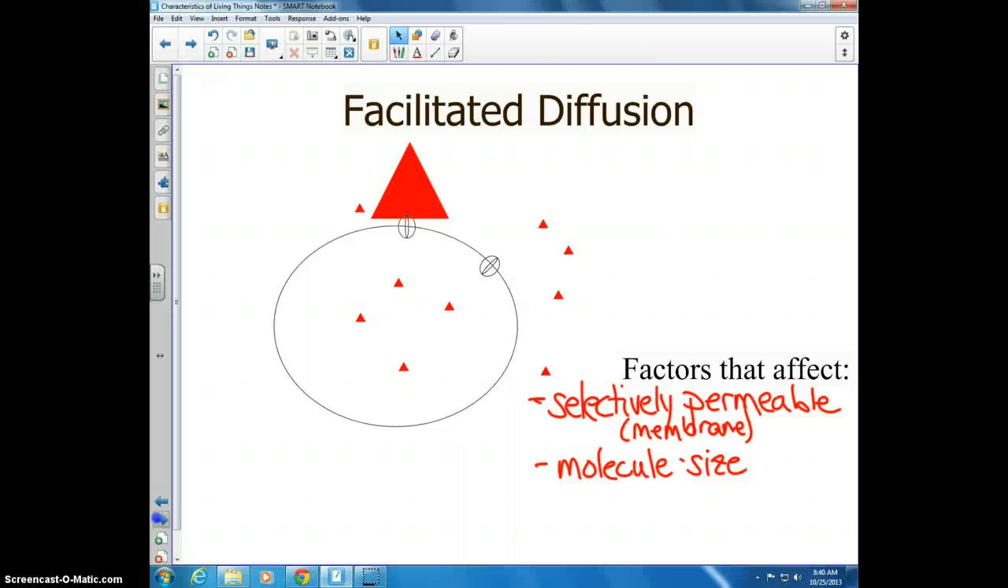Let's say that instead of a triangle, this was a circle. Would a circle be able to fit through this protein? Remember, proteins are specific. So if this specific protein is made to transport triangles, would it be able to transport circles? No. So shape is another factor. Molecule shape.